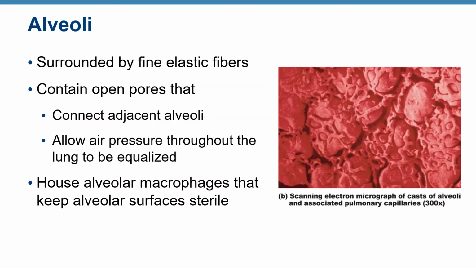So alveoli are surrounded by fine elastic fibers, and they contain open pores that connect adjacent alveoli and allow air pressure through the lungs to be equalized. Inside alveoli, you also would find macrophages. And macrophages, what they do, they keep the surface clean.